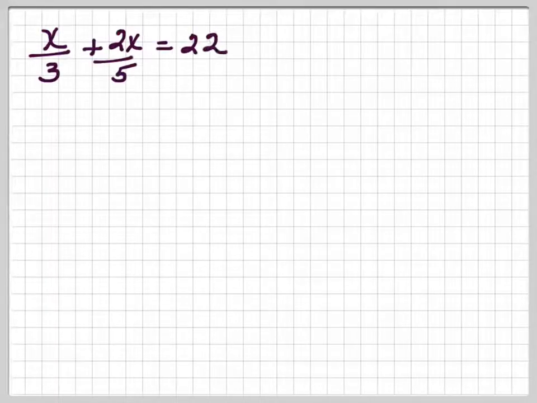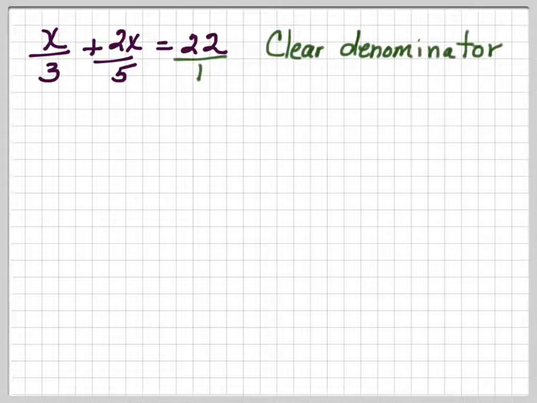Solving rational equations. A rational equation is an equation that has a fraction in it, something that has a numerator and denominator. So let's start with x over 3 plus 2x over 5 equals 22. And we're going to talk about how we solve this. Well, the first thing I'm going to do is put that 22 over 1 just as a placeholder to know that all three of these are going to actually appear as fractions. Now we're going to ask ourselves, how do we clear the denominator?